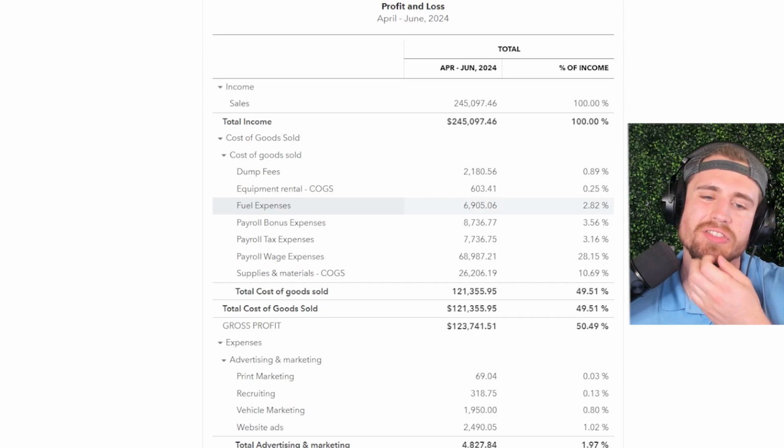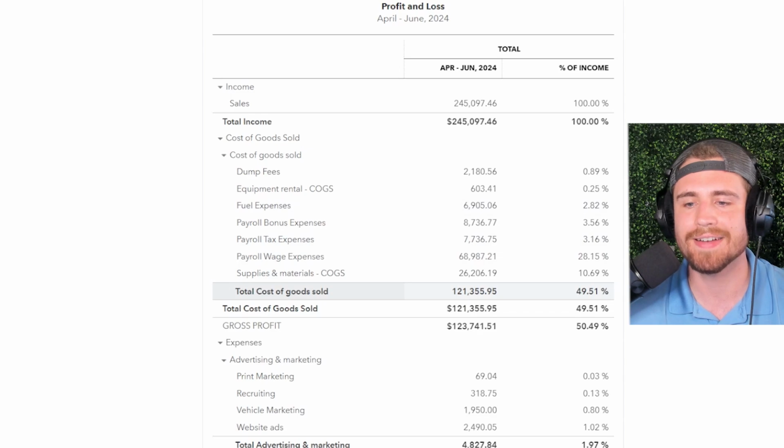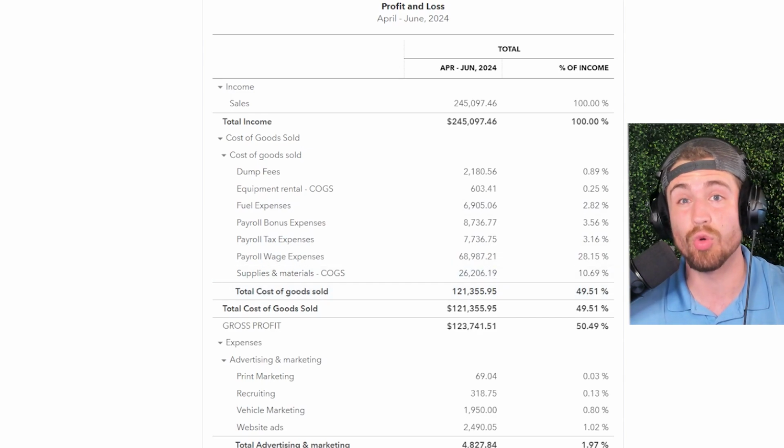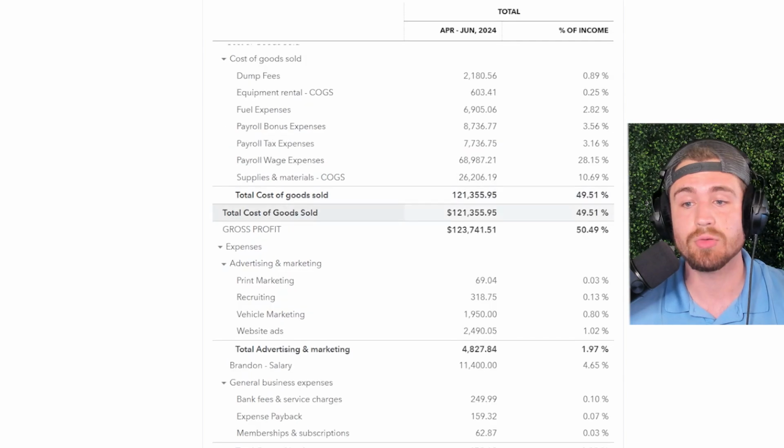If your COGS are over 55%, that's a red flag. There's not much profit in the business if your COGS are over 55%. That's what you're kind of aiming for.